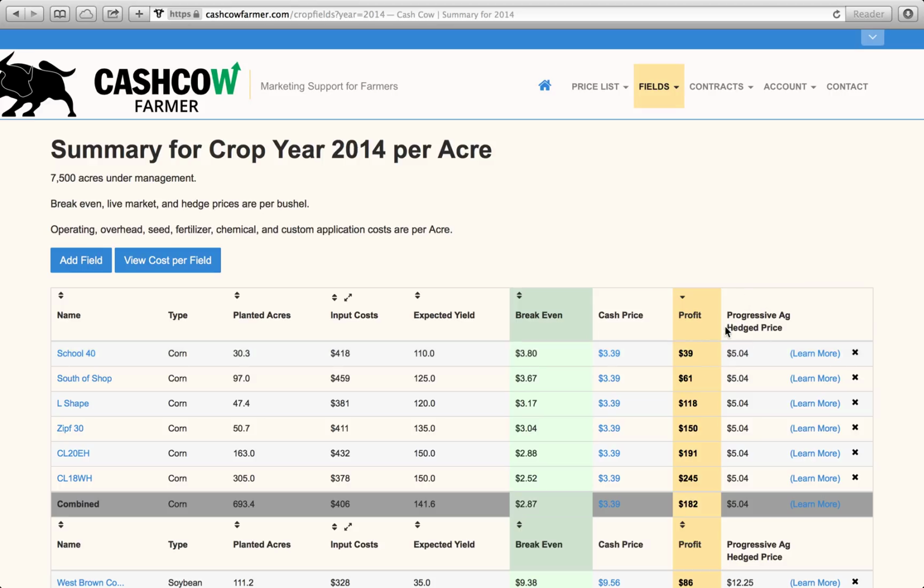The last column is Progressive Ag, which is a marketing advising company out of Fargo, and this is what they hedged their customers at this year, 504.